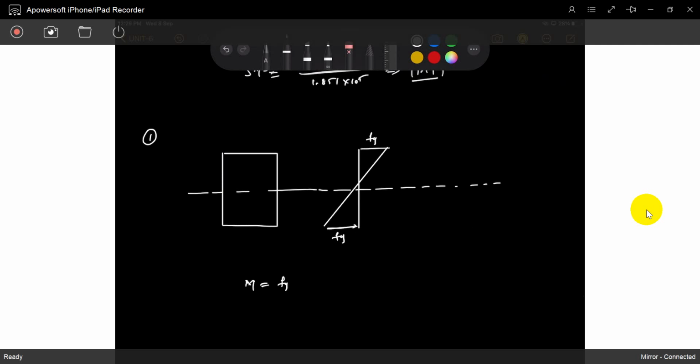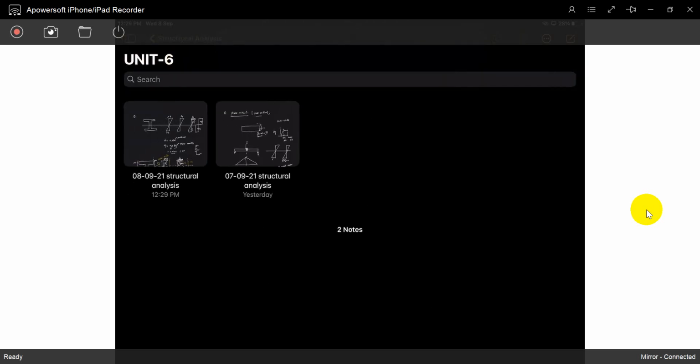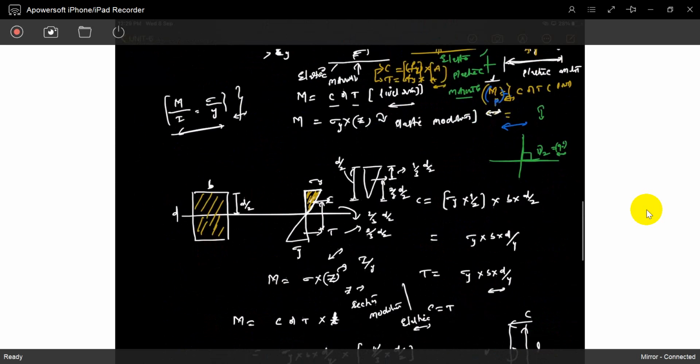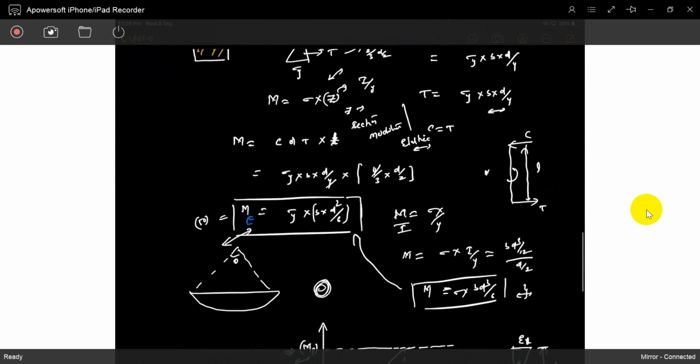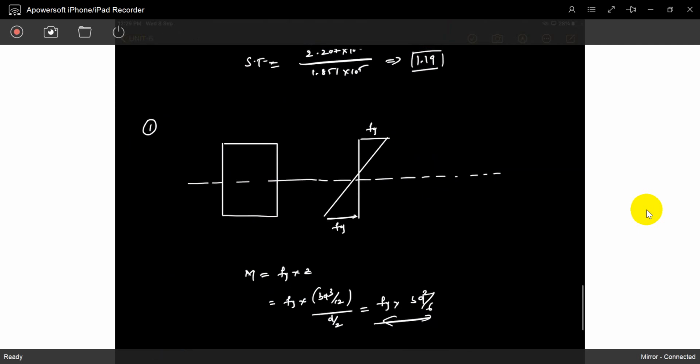M is Fy into Z. What is that Z? That Z is I by Y. What is I by Y? I is bd cube by 12, Y is d by 2, so Z is bd square by 6. Yesterday in class we proved it. Compressive force, tensile force multiplied with lever arm, you can get the same. Otherwise I by Y also gives the same. So Fy into bd square by 6. This is Z.